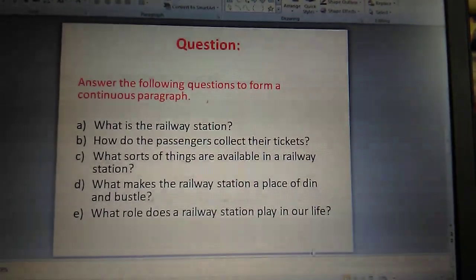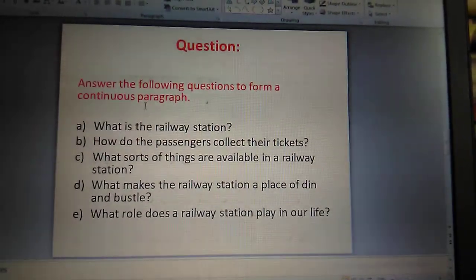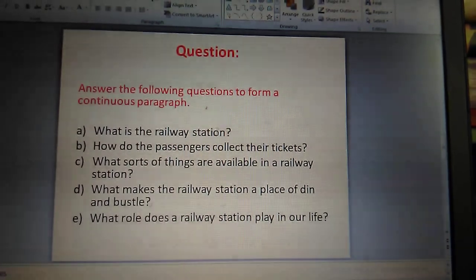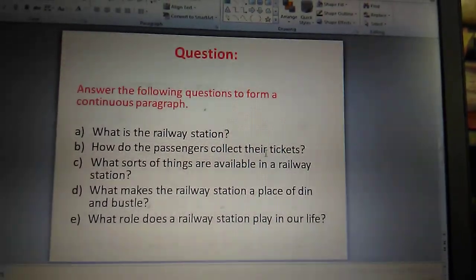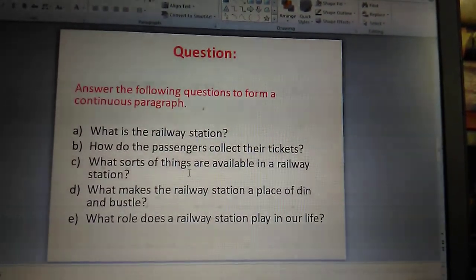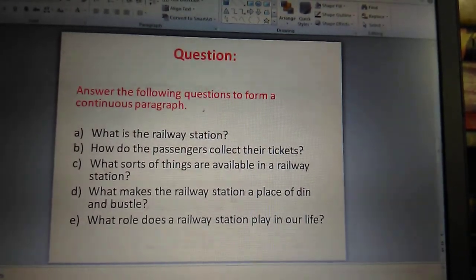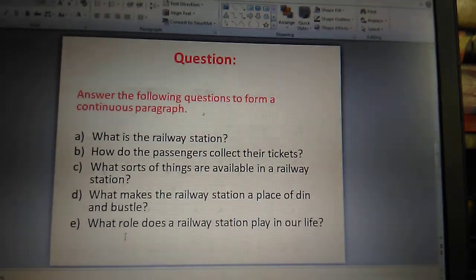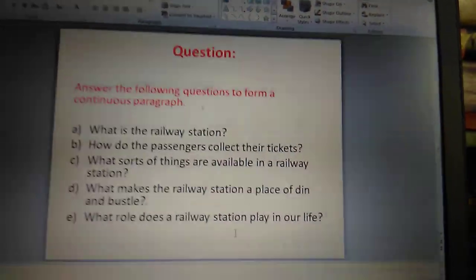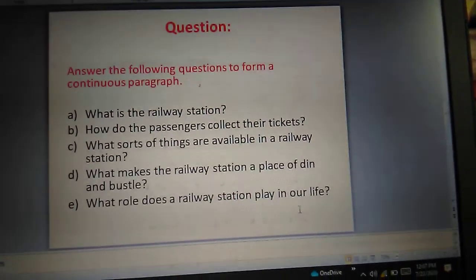Let's go for the next one. Answer the following questions to form a continuous paragraph. What is the railway station? How do the passengers collect their tickets? What sort of things are available in a railway station? What makes the railway station a place of din and bustle? What role does a railway station play in our life?